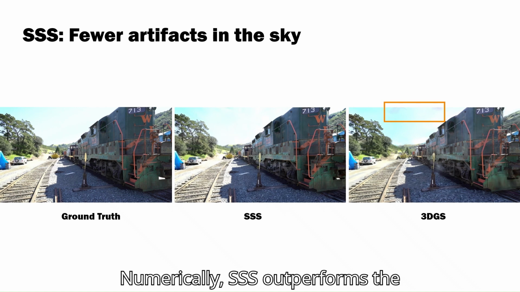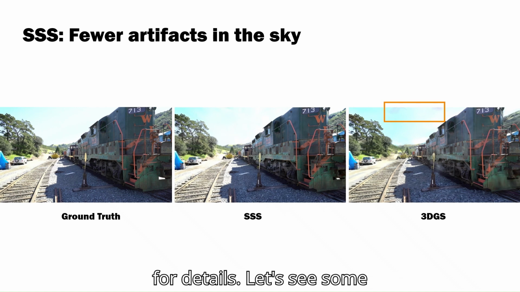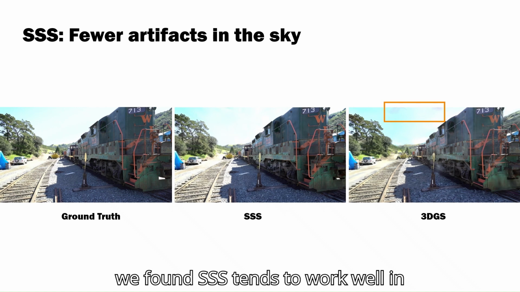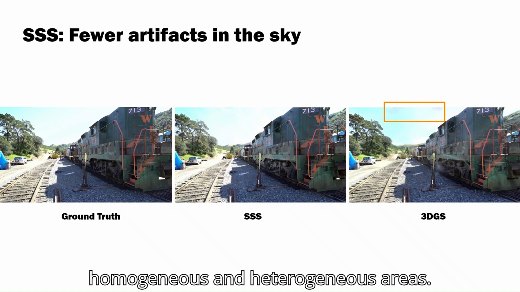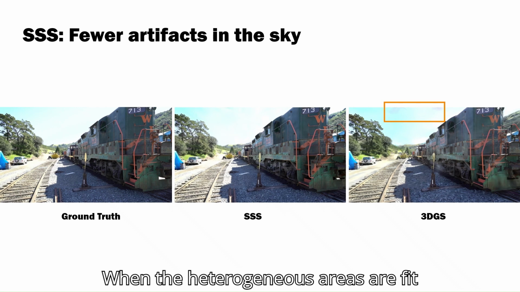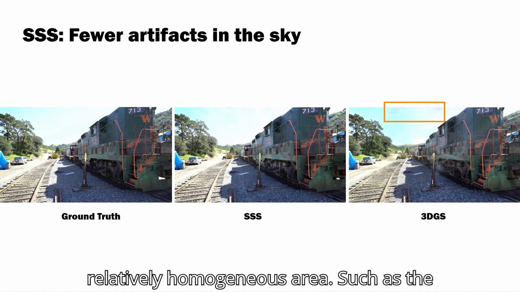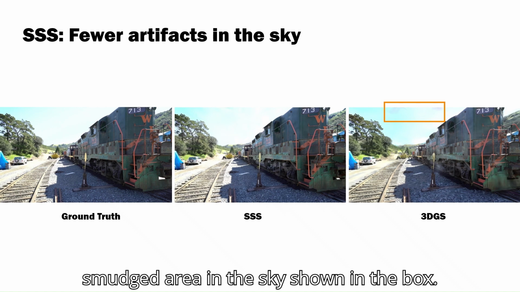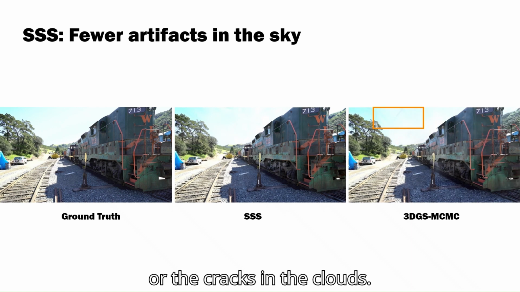Numerically, SSS outperforms the baseline methods. Please check our paper for details. Let's see some qualitative results. First, we found SSS tends to work well in areas where there's a mixture of homogeneous and heterogeneous areas. When the heterogeneous areas are fit well, there can be artifacts in the relatively homogeneous area, such as the smudged area in the sky shown in the box, or the cracks in the clouds.